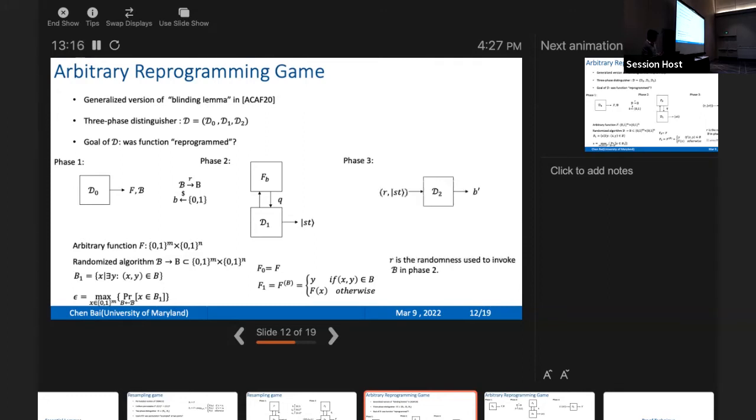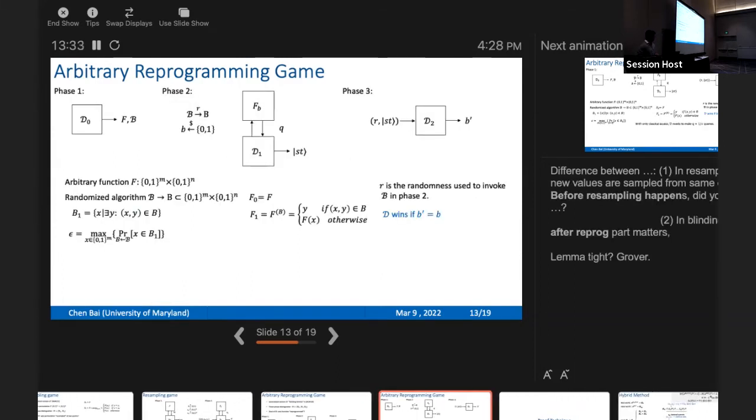Right. So when the distinguisher is done making queries, here we have the phase 3. Now it receives the randomness R used in phase 2 along with the quantum state. And then the distinguisher outputs the guess b prime. So the distinguisher wins if b prime equals b.